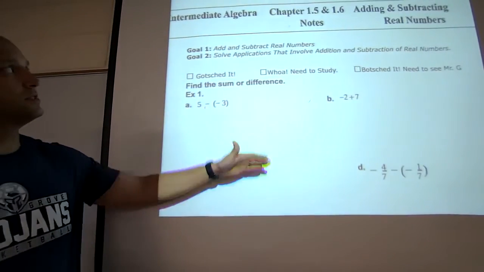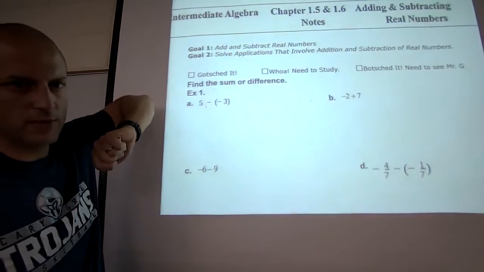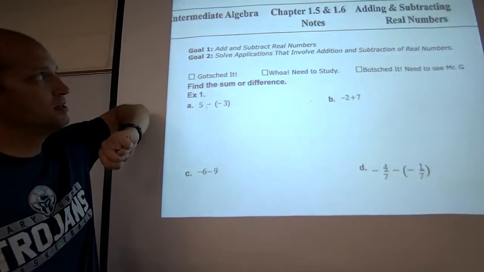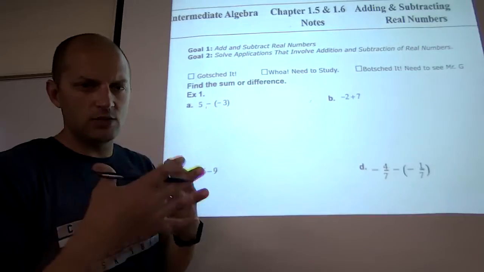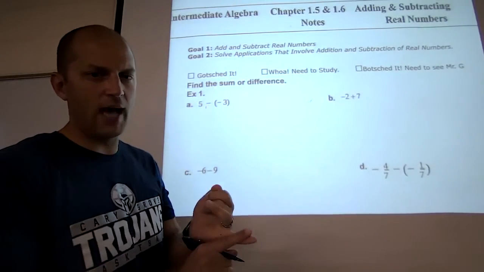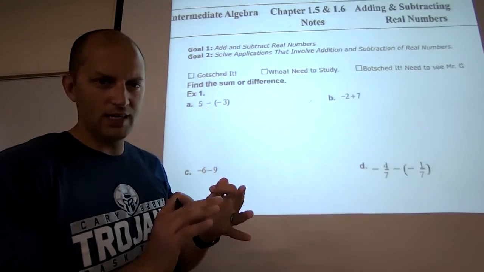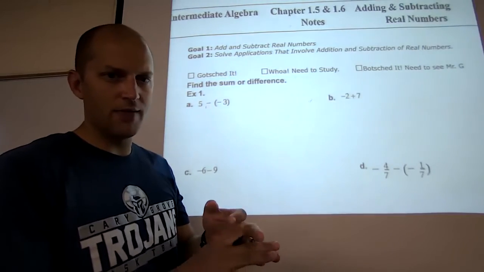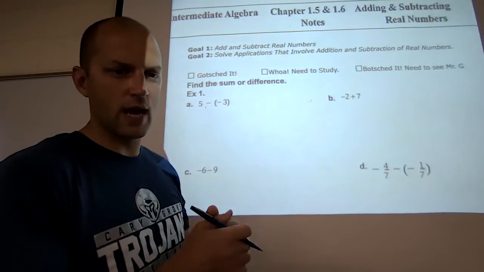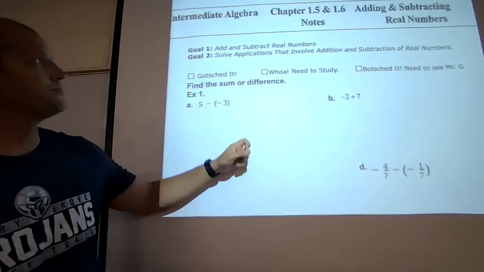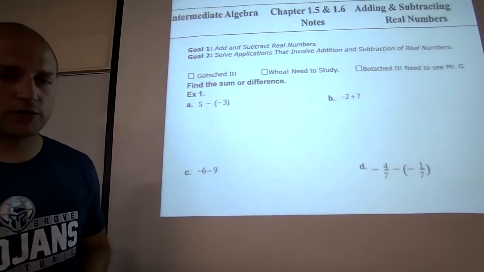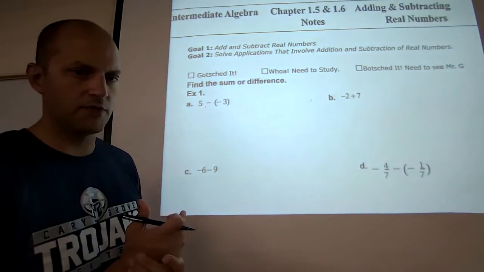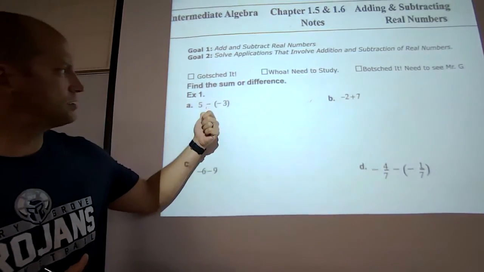All right, so today we have goal number 1 for chapter 1.5 and 1.6, which is add and subtract real numbers. We've combined these two sections because day 1.5 was adding numbers and day 2 was subtracting numbers. I think we're pretty good where we can add and subtract in the same day. Goal number 2 is do a couple applications of addition and subtraction of real numbers. Those are going to be super easy for us. So let's go ahead and get started.